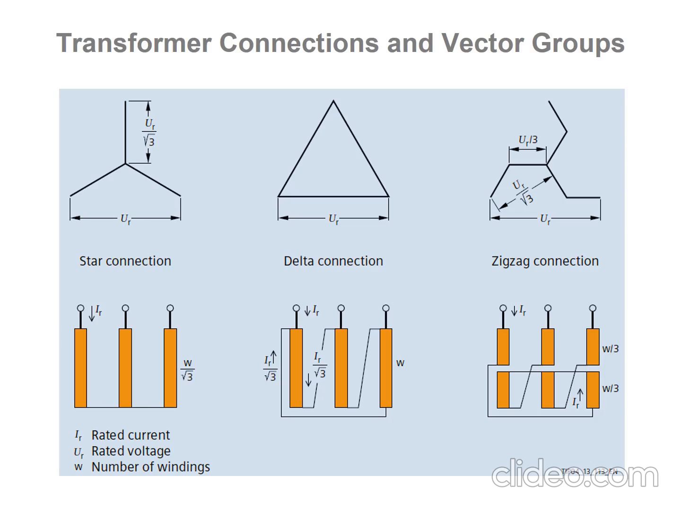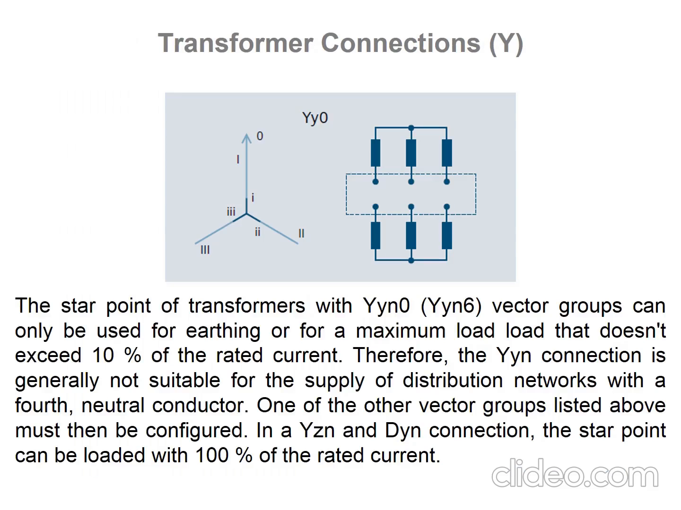This is the transformer connection and vector group. We can see here the first one is star connection, then we have delta connection and zigzag connection. This is the star connection. The star point of the transformer is Yyn0. The Yy6 vector group can only be used for earthing or for a maximum load that doesn't exceed 10% of the rated current.